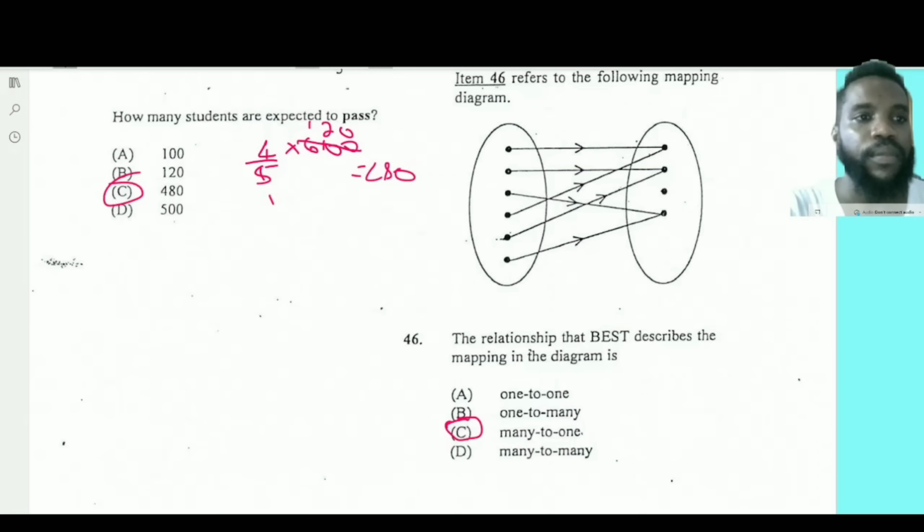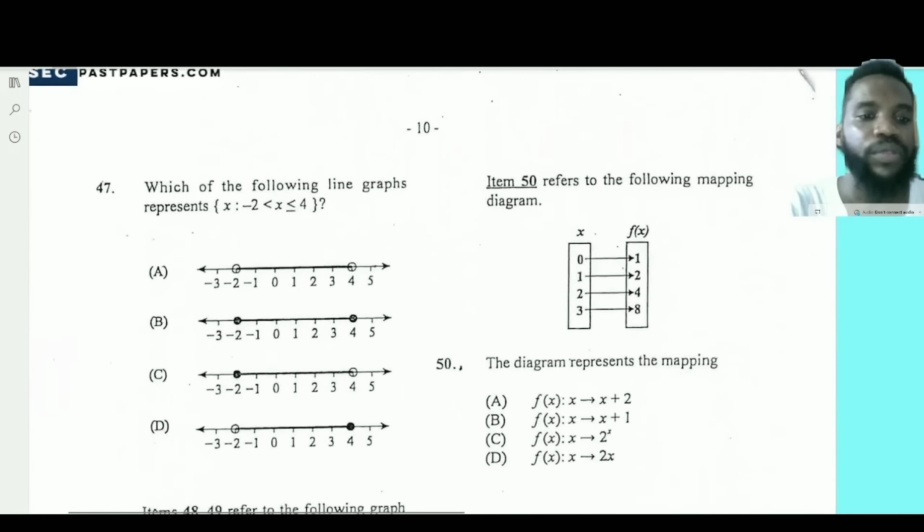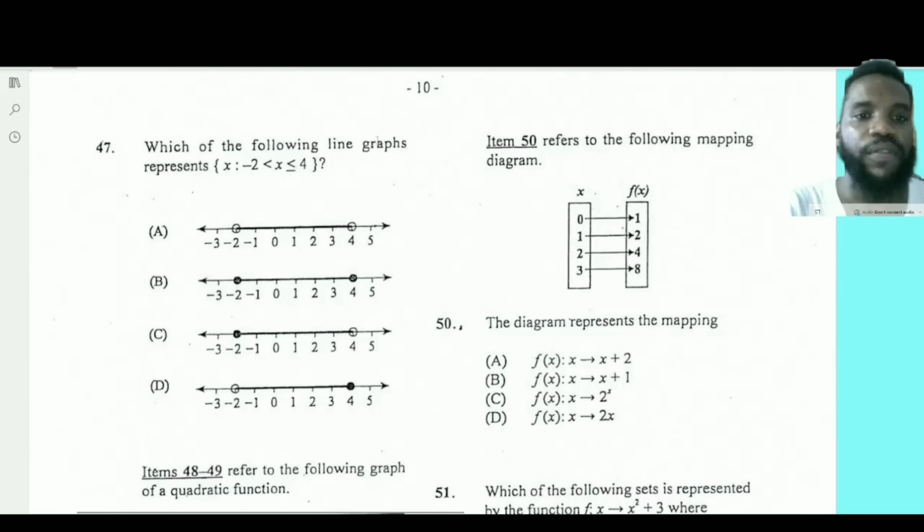Let's take this down to 47. Which of the following lines represents this? You read this from the middle. X is such that x is greater than -2, so -2 can't be involved, but less than or equal to 4, so 4 can be involved. So I'm going to shade 4, but leave the circle for -2 open. Let's see. That looks to be D as in dog.